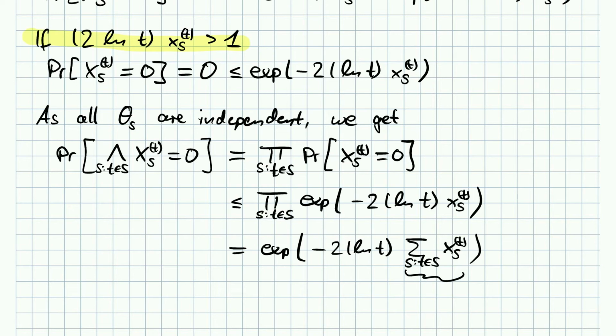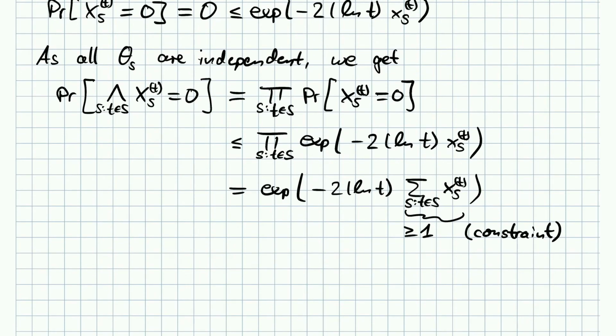And how big is this? This here will be at least 1, because we have this as a constraint. This element has to be covered. So all of this is at most e to the minus 2 times ln t. Or in other words, this is 1 over t squared.